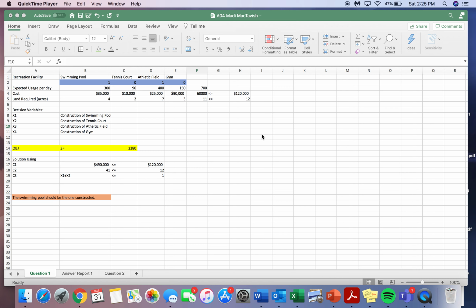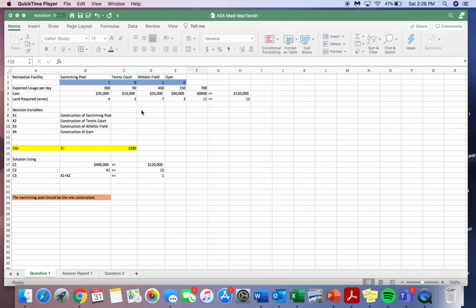Hello. So for question 1 of the assignment, it had to do with community council deciding which facility they were going to build with restrictions of 120,000 for construction budget and 12 acres of land. And they needed to optimize this because they needed to stay within the land and cost limitations.